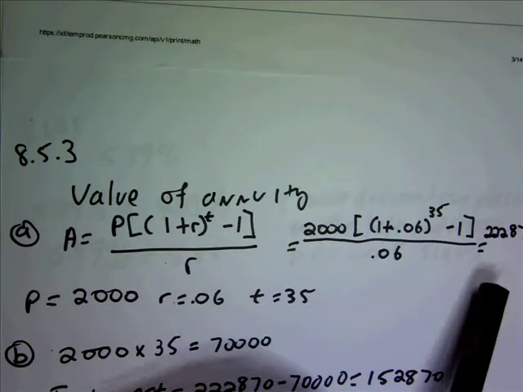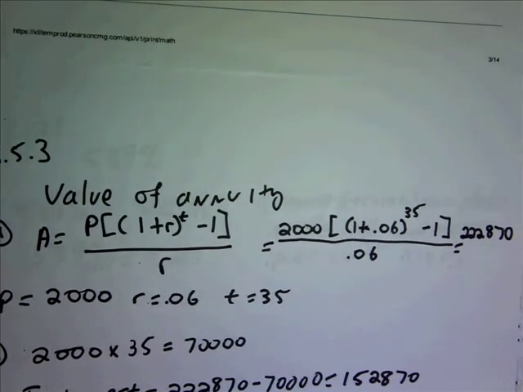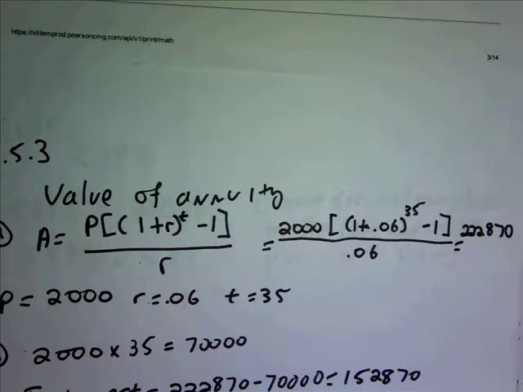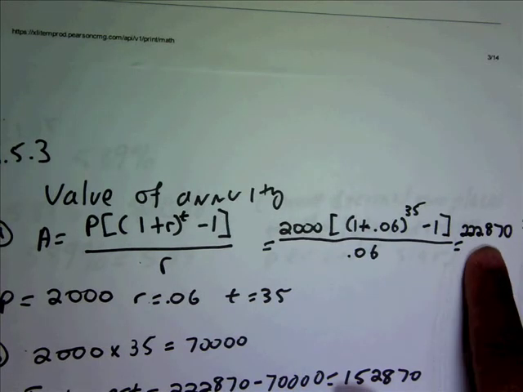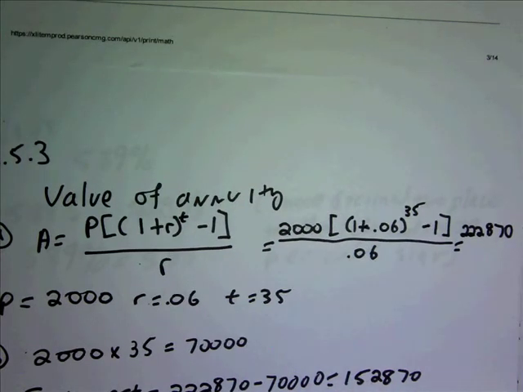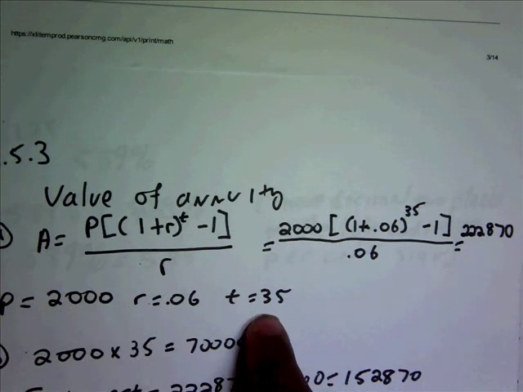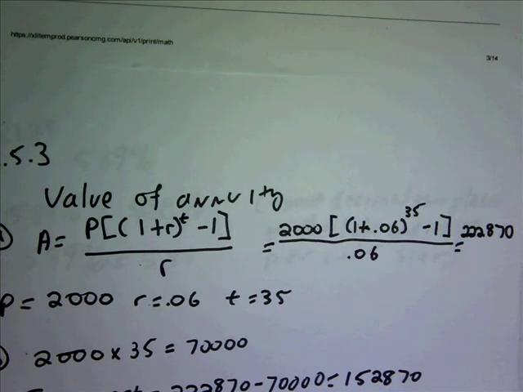So the value of the annuity after 35 years is going to be $222,870. Okay. Second thing they ask us to do is to find the interest.